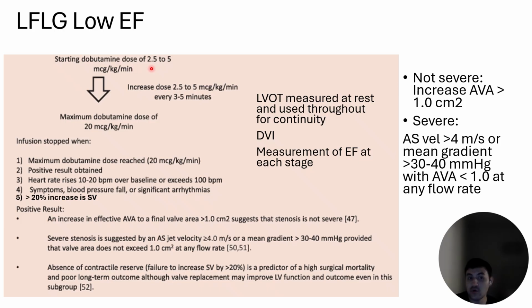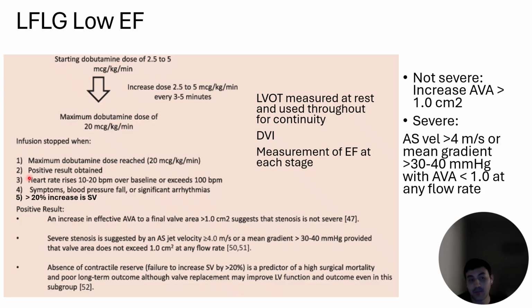You start with 2.5 to 5 micrograms per kilogram per minute. This could be done by the nursing. So remember, use this 2.5 to 5. You increase 2.5 to 5 every 3 to 5 minutes, maximum 20. Then you measure your velocity in each state until the peak. What is the peak? The infusion stops when the maximum dobutamine dose is reached, meaning 20.